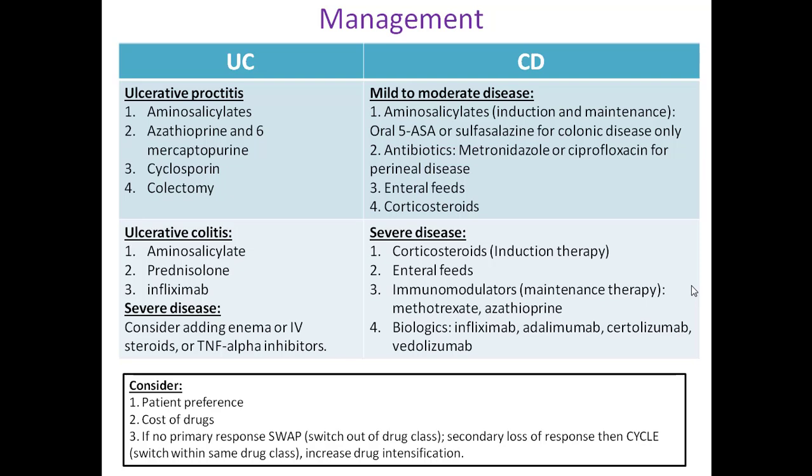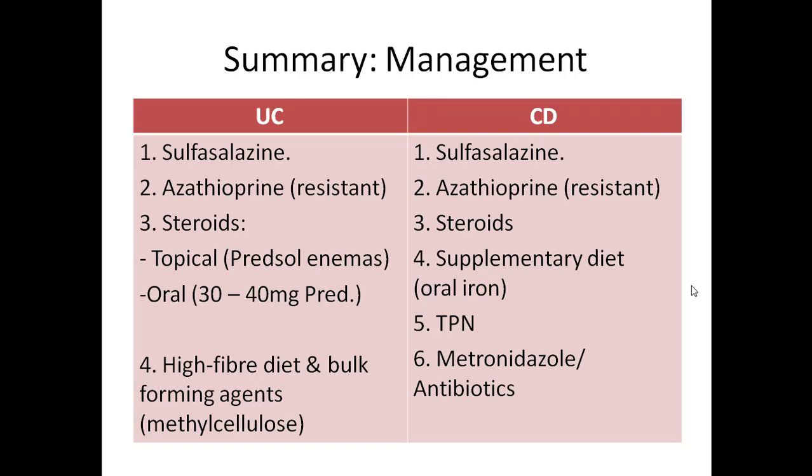And clinicians often have to adopt a swap and cycle policy. For example, if there's no primary response to a drug, the clinician can choose to swap out of that drug class. However, if there's a secondary loss of response, then we can adopt a cycle or switch policy within the same drug class, or increase the drug dose. Here is a summary of management that's medical only, which includes the need for supplementary diets with oral iron if signs of malnutrition are seen.